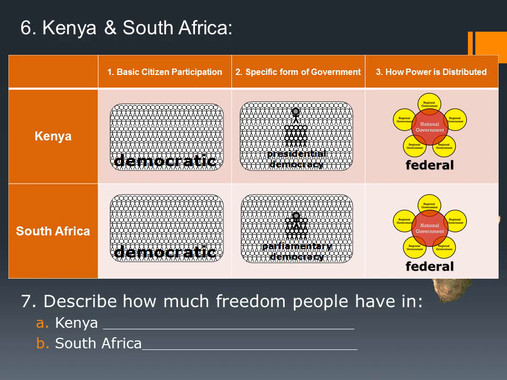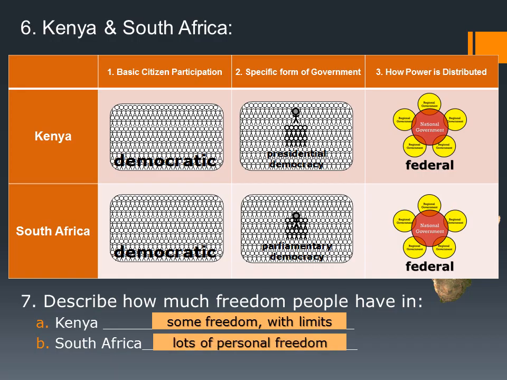Describe how much freedom people have in these countries. Well, in Kenya, they do have a certain amount of personal freedom. So they have some freedom, but with limits. There are limits in terms of freedom of speech in Kenya and freedom to criticize the government. South Africa, on the other hand, follows a pretty standard democratic model with lots of personal freedom.